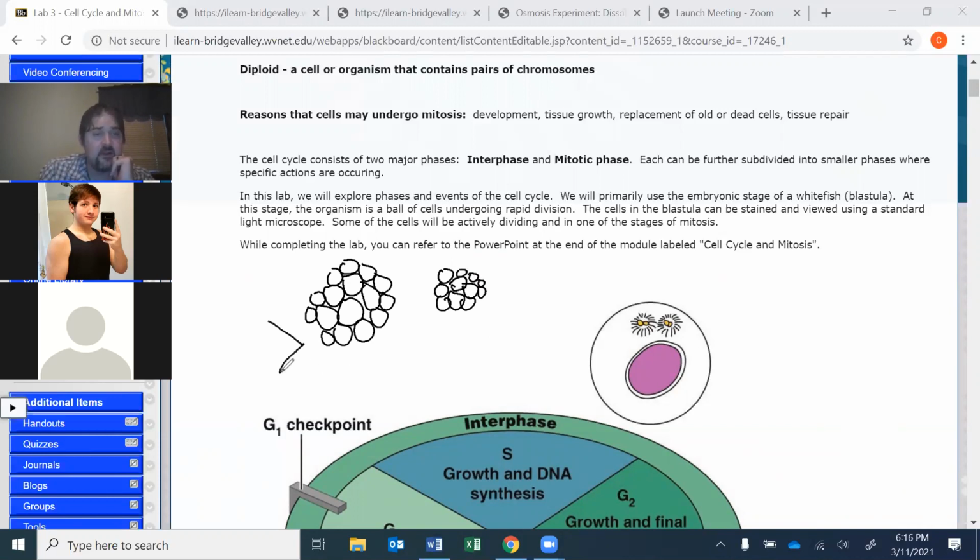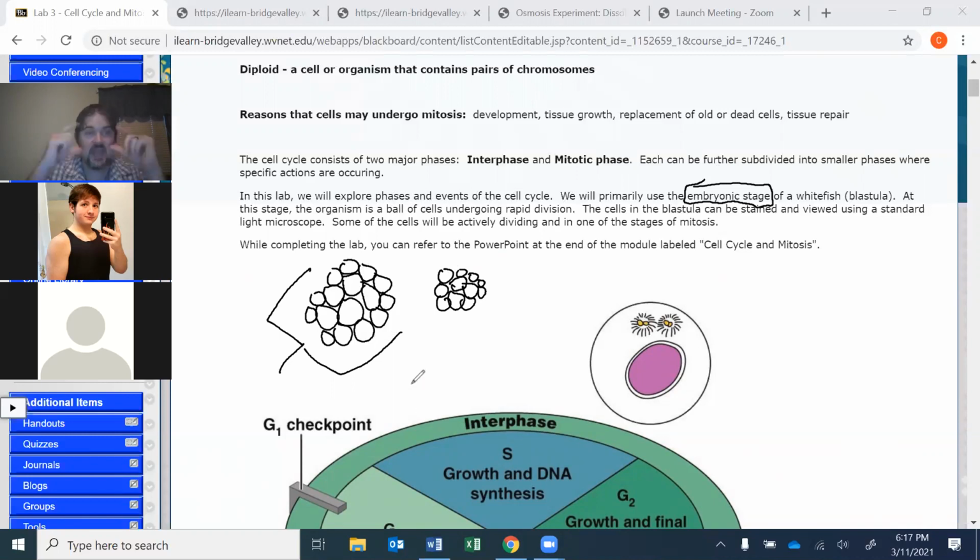All right, that right there is a rapidly dividing baby, basically. And so when they say embryonic stage, it's basically a fish baby, very, very early. And so it says at this stage, the organism is a ball of cells undergoing rapid division.